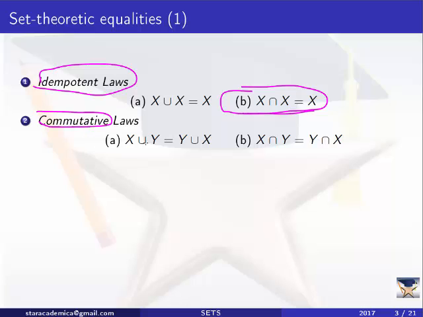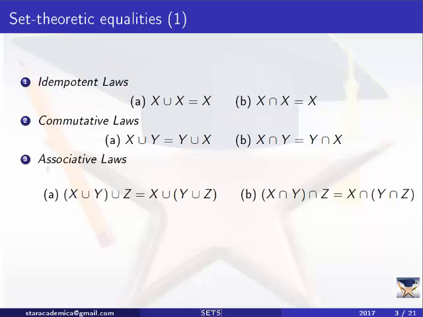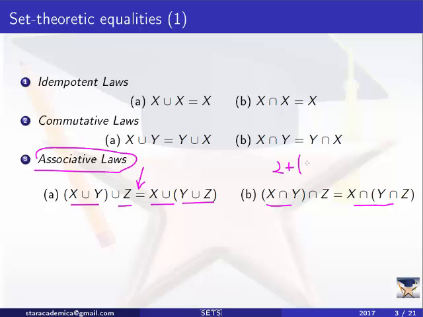Commutative laws: we can interchange X and Y because they are always equal, whether we are taking unions or intersections. So it is up to us which one to prefer when we are working on these problems. Associative laws: we can first unite X and Y, then unite it with Z, or unite Y and Z, and then unite this with X. You'll get the same result. Similarly with the intersection.